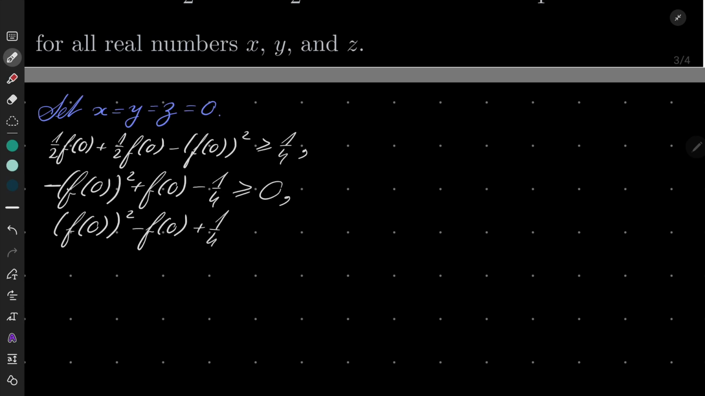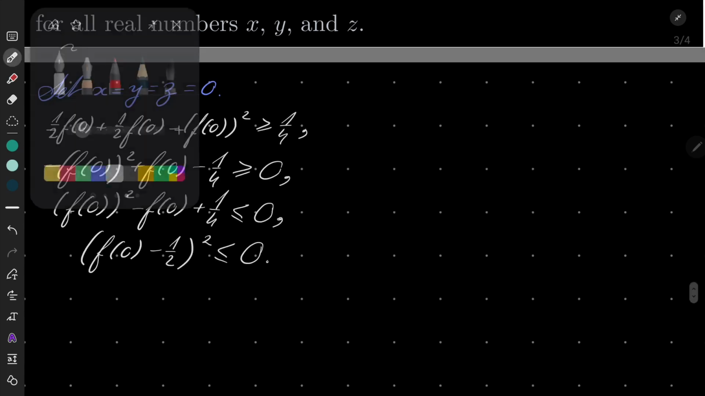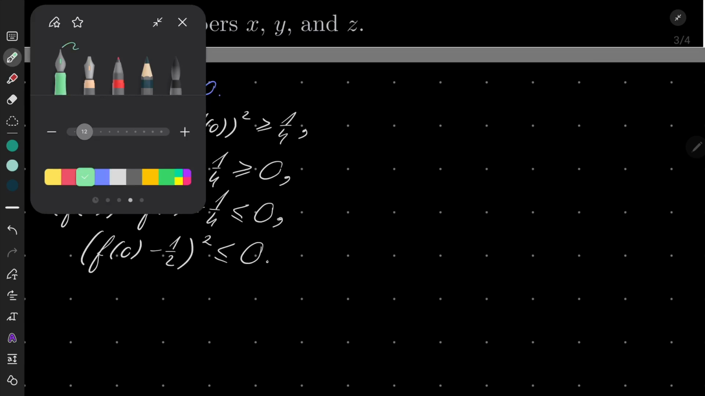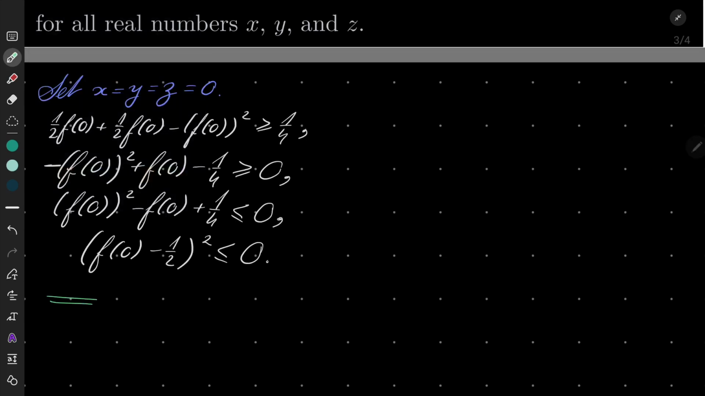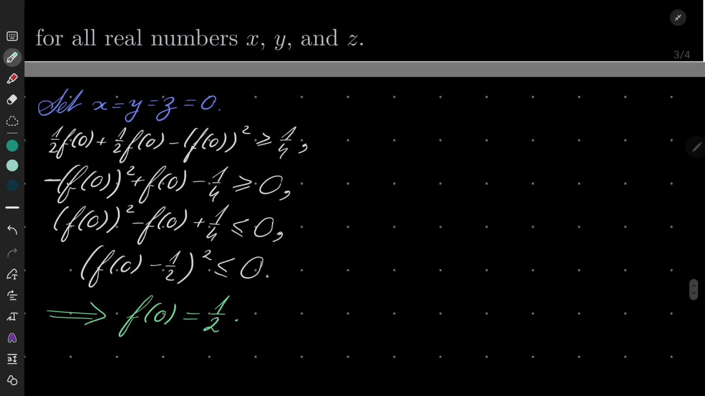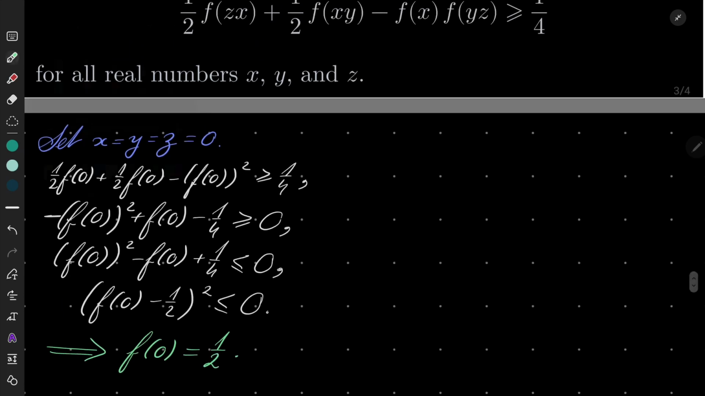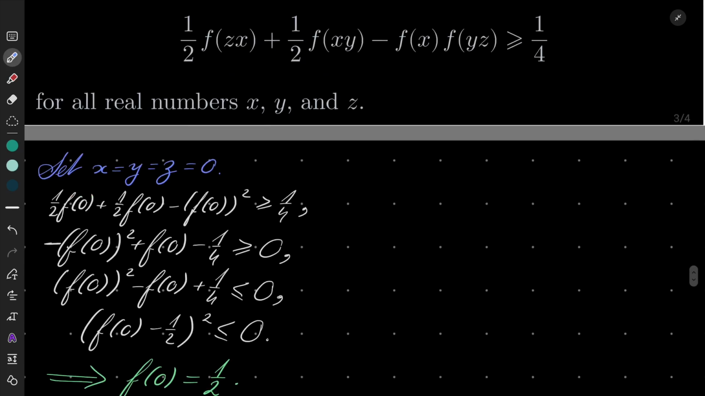So we have the following, and now we see, or we should see, the following formula: it's (f(0) - 1/2) squared. Well, it's non-positive. It can be only equal to 0, it cannot be negative, so it means that f(0) equals exactly 1/2. Exactly 1/2. Very well, so now we know something.